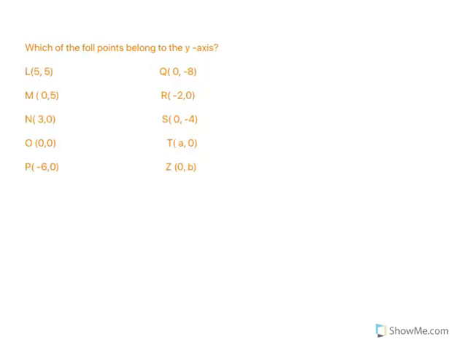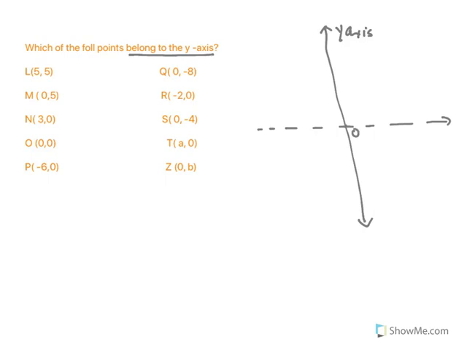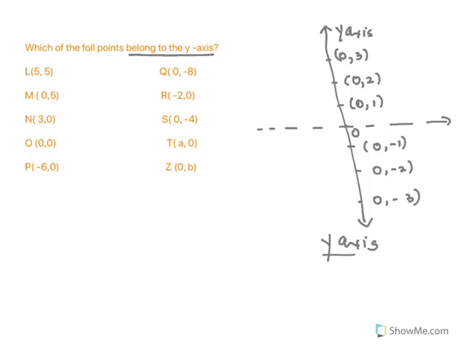Which of the following points belong to the y-axis? Now our y-axis is the vertical axis. This is the x-axis and this is the y-axis, and the points on the y-axis are like (0, 1), then the next one will be (0, 2), then (0, 3) and so on. Here will be (0, -1), (0, -2), (0, -3).